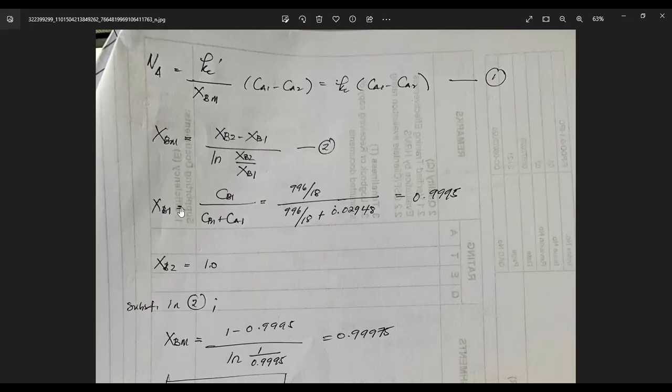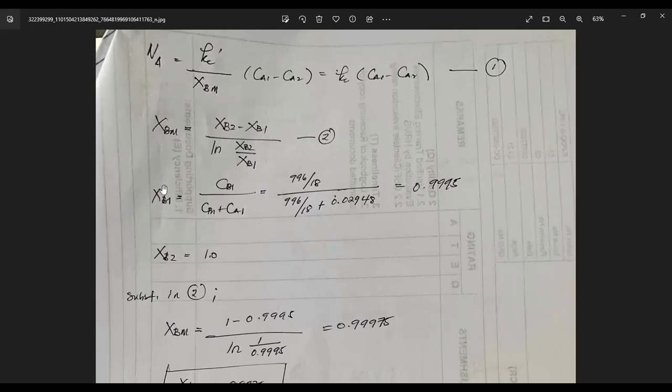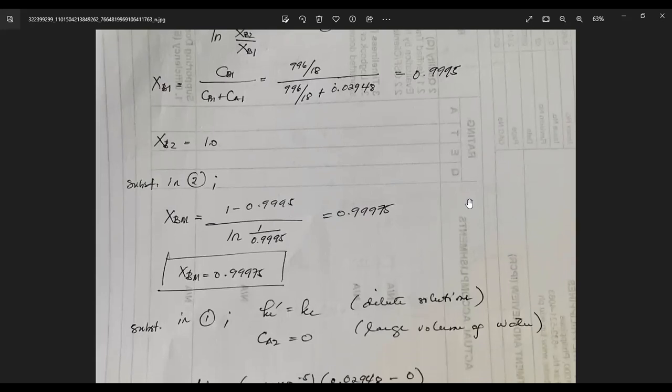Now, once you have already X sub B1 and X sub B2, you go back to equation 2 and substitute, and this is it. So that's the reason why if you assume it to be 1, it's okay because the answer will not matter much. But this is just a review on the formula that was covered in the first part on the topic of mass transfer, on how to account for X sub BM if it's not to be assumed to be 1.0.